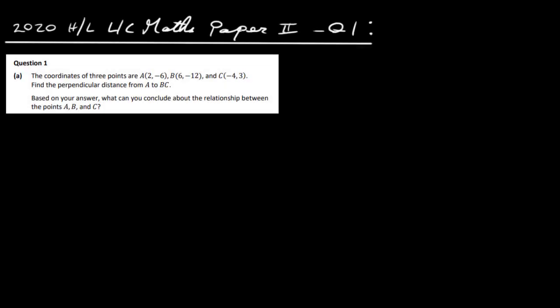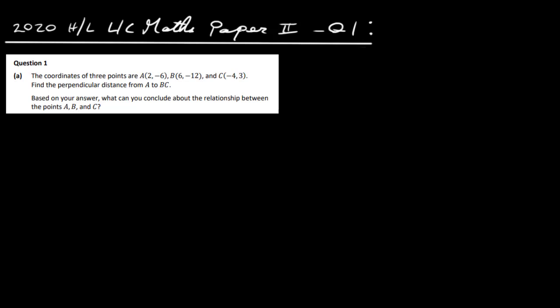Okay, so in this video I'm going to have a look at the 2020 Higher Level Leaving Cert Maths paper 2, question 1. So in part A we have the coordinates of 3 points: A (2, -6), B (6, -12) and C (-4, 3). Find the perpendicular distance from A to BC.